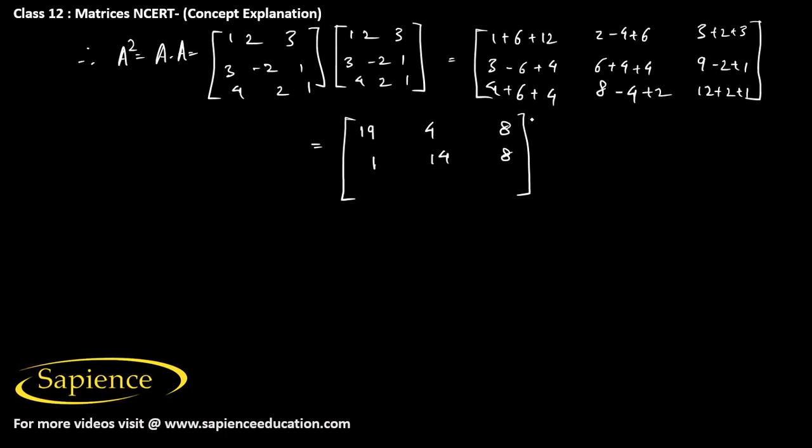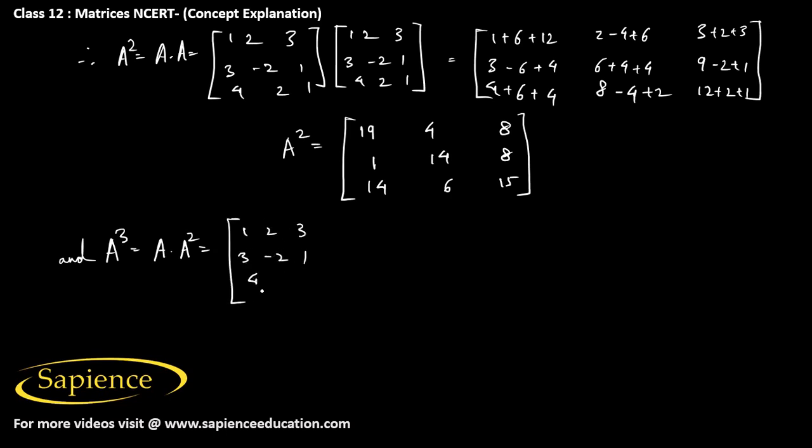Then 14, 9 minus 2, 7, 7 plus 1, 8. And then 14. Then 10 minus 4, 6, and 12 plus 3, that is 15. So this is the matrix A square. And then the matrix A cube we need to find. A cube will be A into A square again. So matrix A is 1, 2, 3, 3, minus 2, 1, 4, 2, 1, into this, which will be 19, 4, 8, 1, 14, 8.